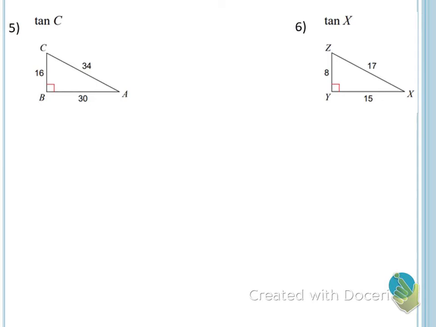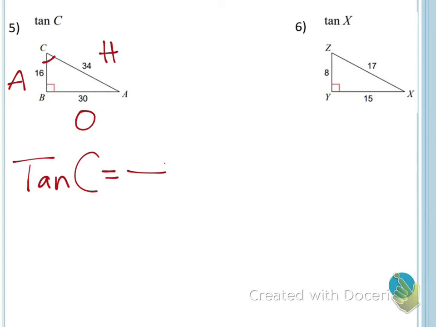And then the last 2, tangent from C. So from C, we're going to label the sides. Where's my hypotenuse? 34. And where's my opposite? And 16 is adjacent. Tangent is TOA. So what number is going to go on the top? 30. And on the bottom? 16. Does this reduce? Yes, to what? 15 over 8.